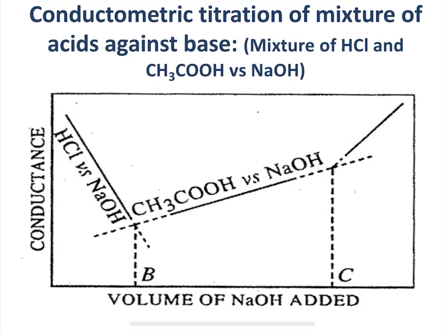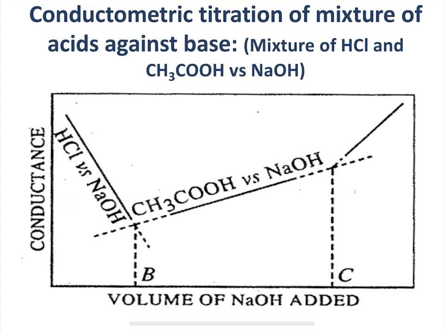Since sodium is a slower moving ion compared to H+, as I have already explained in my previous class, sodium will move slower compared to hydrogen. That is why the conductance gradually goes on decreasing. How far will the conductance decrease? Till all the hydrochloric acid present is converted into sodium chloride salt. All the H+ ions should be replaced with sodium ions, thereby converting into the salt form, sodium chloride. So the conductance goes on decreasing.